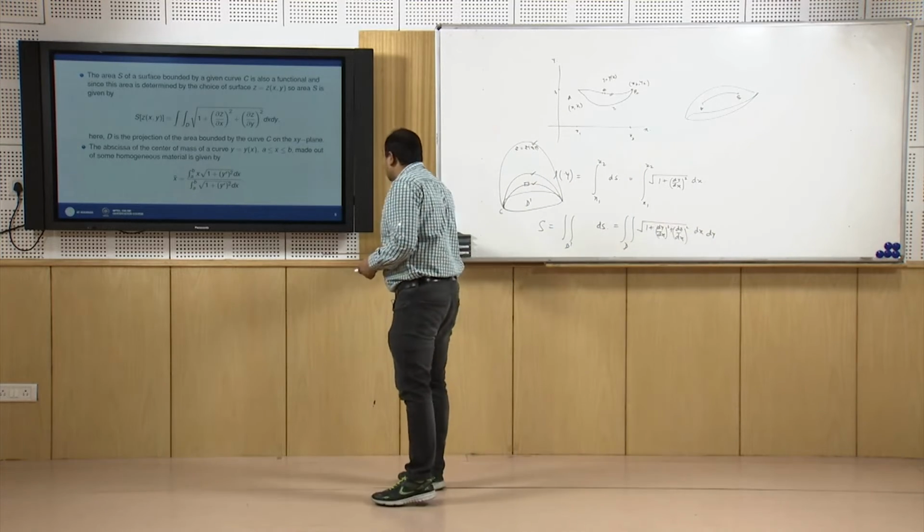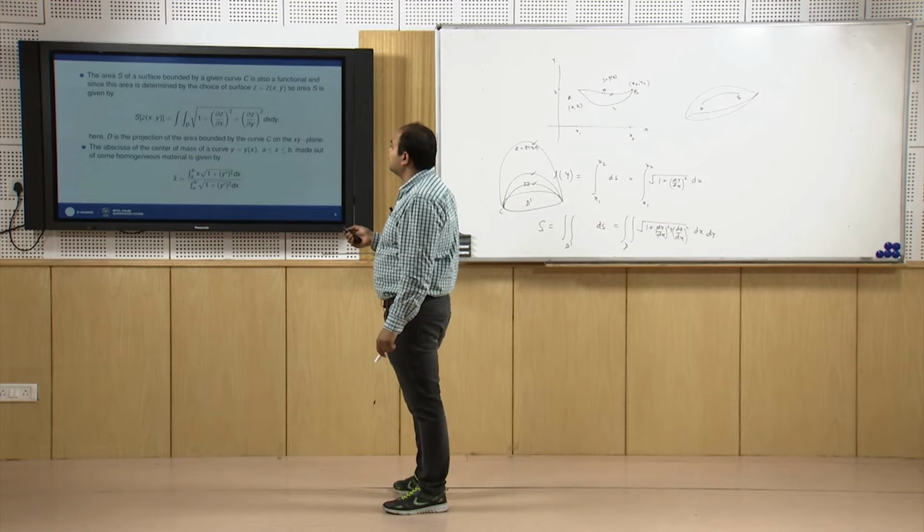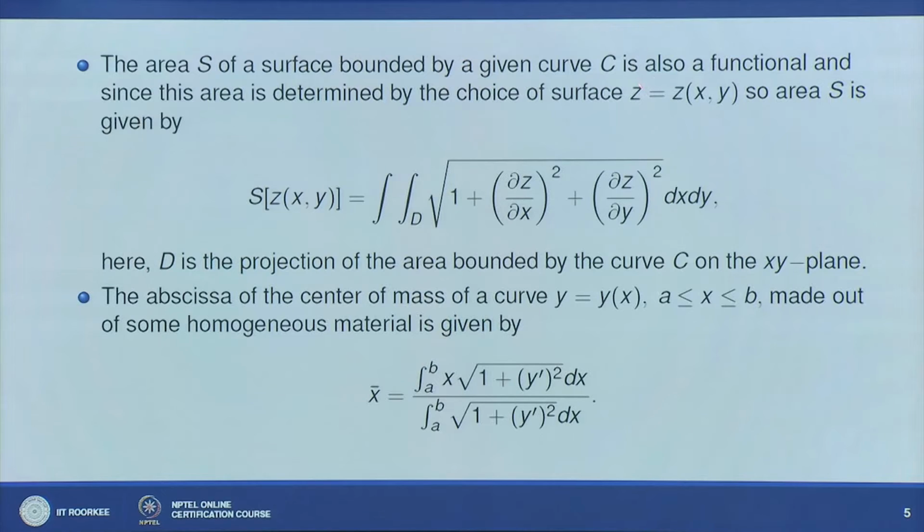So here we can say that the area S of a surface bounded by a given curve C is also a functional, because if you use a different surface, your surface area is different. Since this area is determined by the choice of surface z, which is given as z of x, y, area S is given by this. So here your functional related to surface area is given by the double integral over D of the square root of 1 plus z_x squared plus z_y squared, dx dy.